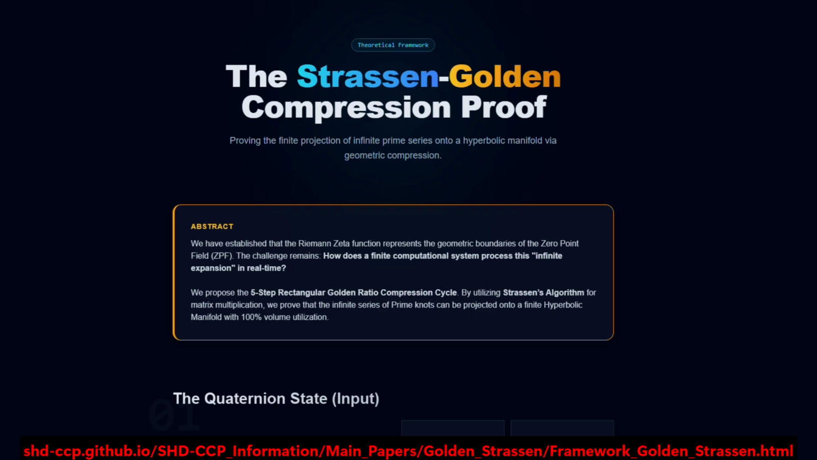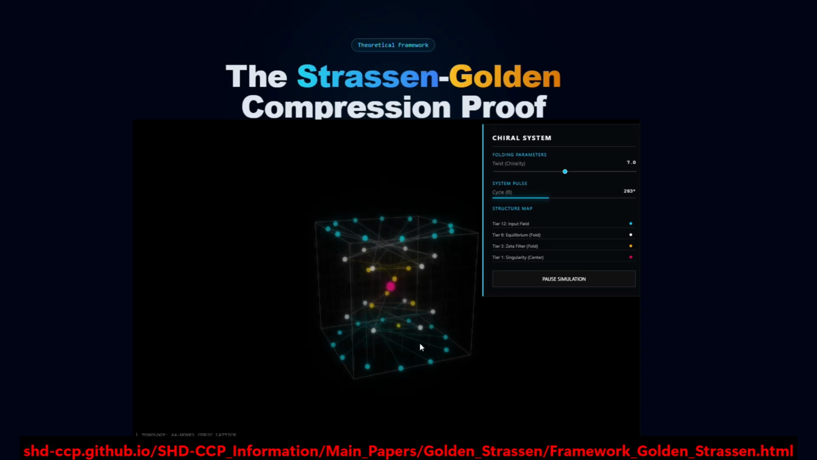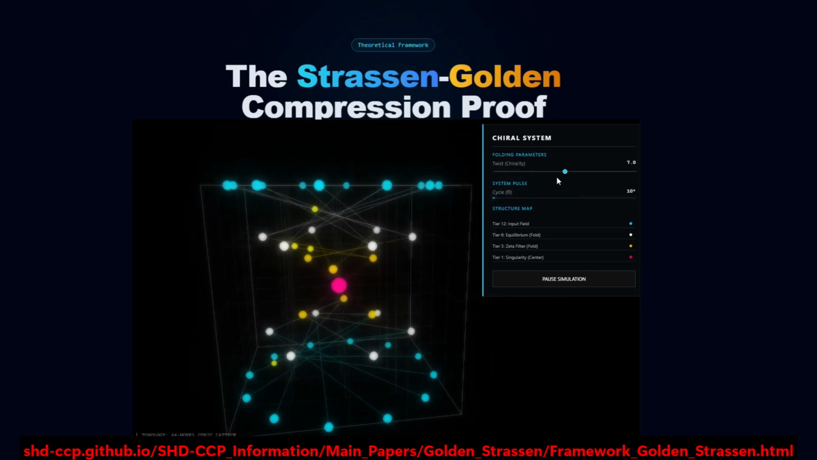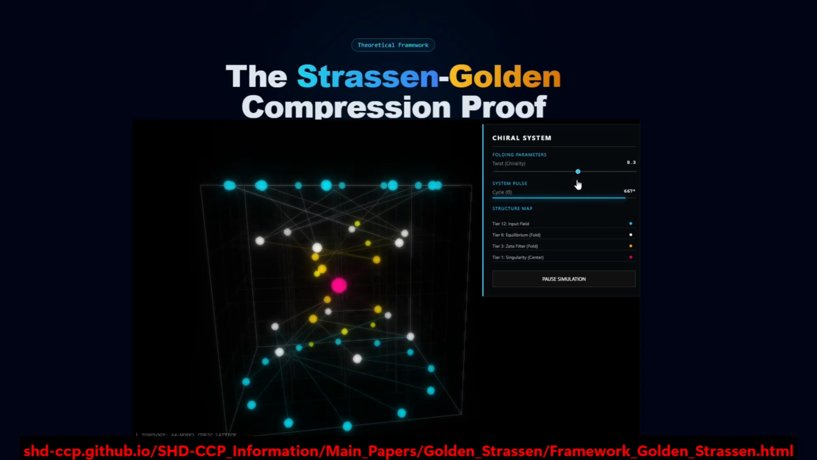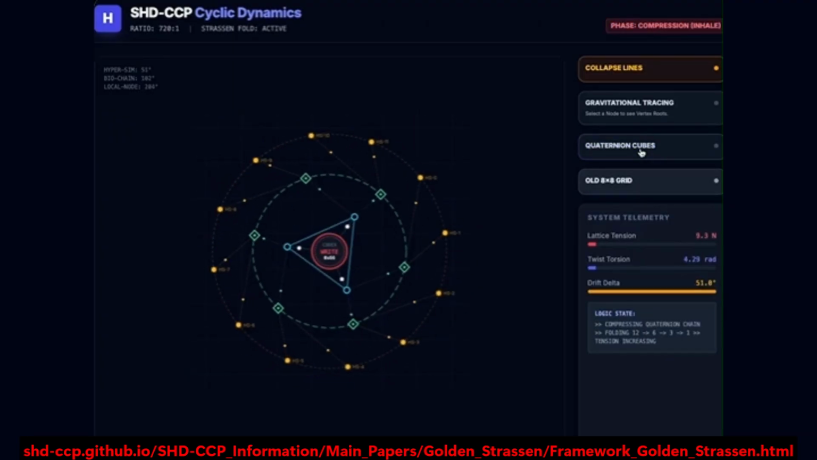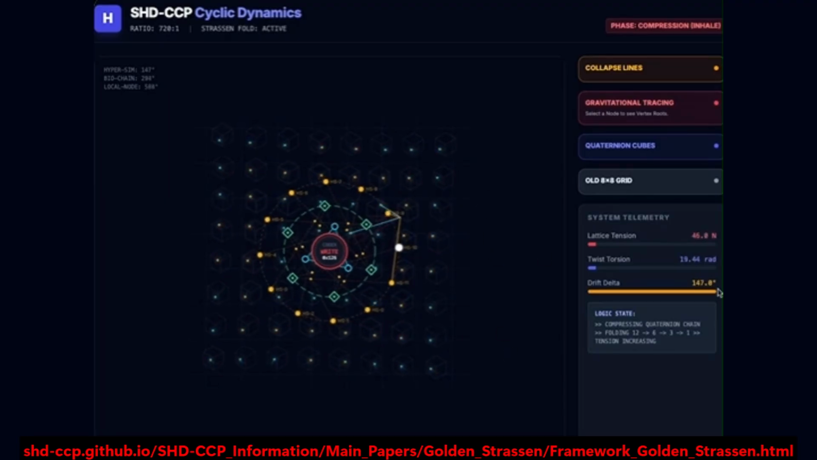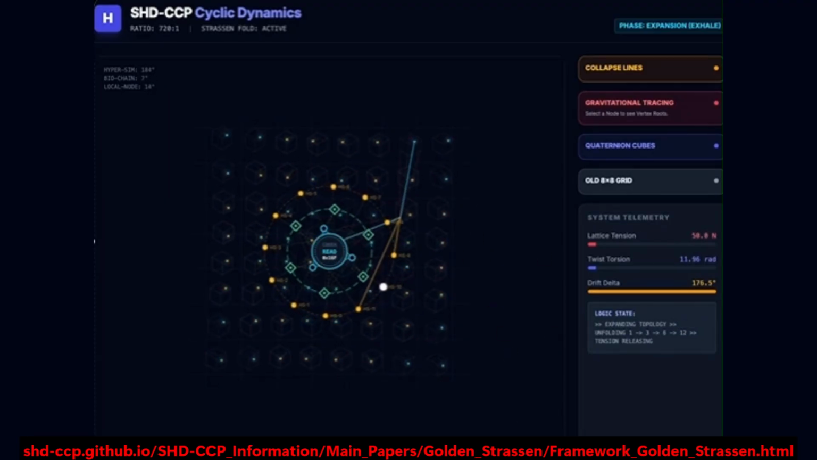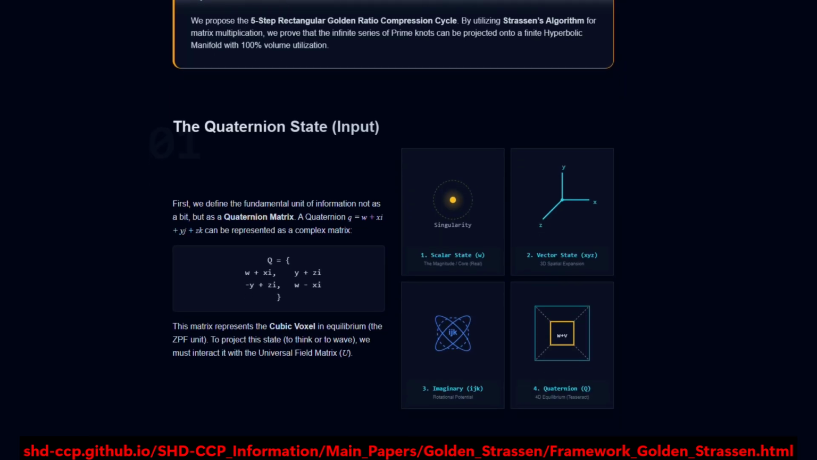The Strassen-Golden Compression System. We have established that the Riemann Zeta function represents the geometric boundaries of the zero-point field, ZPF. The challenge remains: how does a finite computational system process this infinite expansion in real time? We propose the 5-step rectangular golden ratio compression cycle. By utilizing Strassen's algorithm for matrix multiplication, we prove that the infinite series of prime knots can be projected onto a finite hyperbolic manifold with 100% volume utilization.